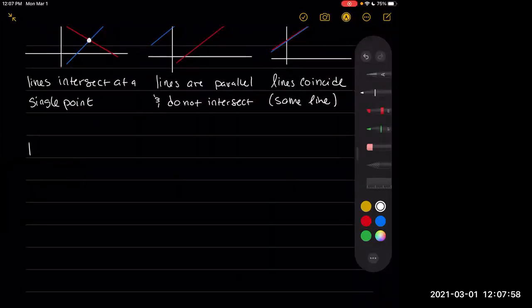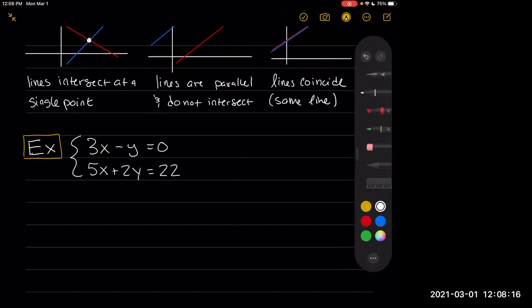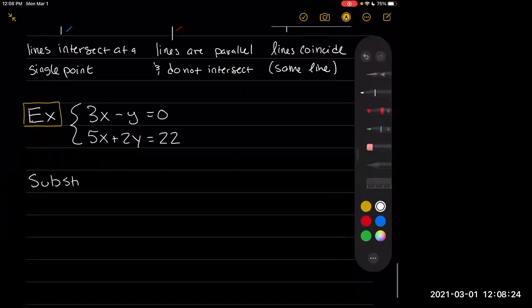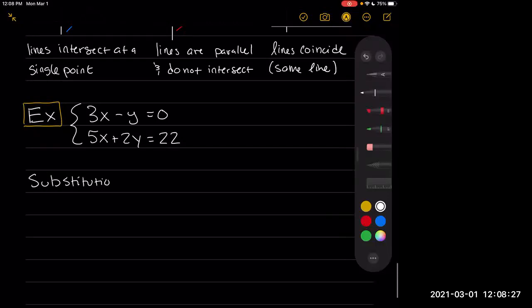Okay, so now we're going to run through some examples of each type of problem. So for our first example, we're going to look at the system 3x minus y equals 0 and 5x plus 2y equals 22. And I'm going to do both methods of solving so you can see another example. So first, we're going to look at substitution. So I'm going to solve for y in the first equation. So we're going to see that y equals 3x. And so then I'm going to plug it into the second equation.